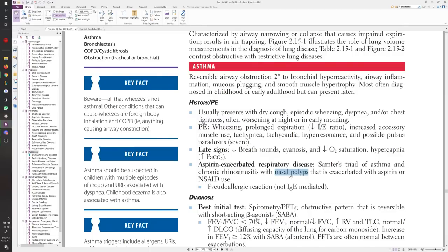So clearly we know in medicine that if something exacerbates a problem, the treatment is to get rid of that something. So this patient should never take aspirin, right? They should never take NSAIDs, in general. So this is a pseudo allergic reaction. It's not really an allergic reaction. There's no IgE in here, but it'll look like an allergic response to NSAIDs.